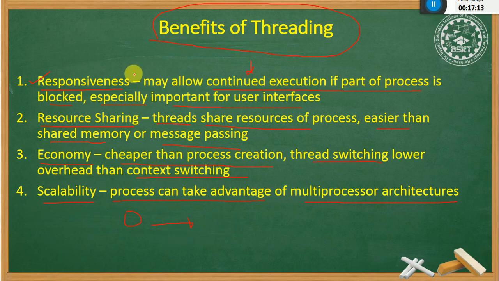So these are the four benefits of threading. Responsiveness very high, resource sharing very easy, economy very cheap, scalability very high. So it is directly proportional to threading. As the number of threads increases, the scalability of the operating system increases. So these are the benefits of threading.